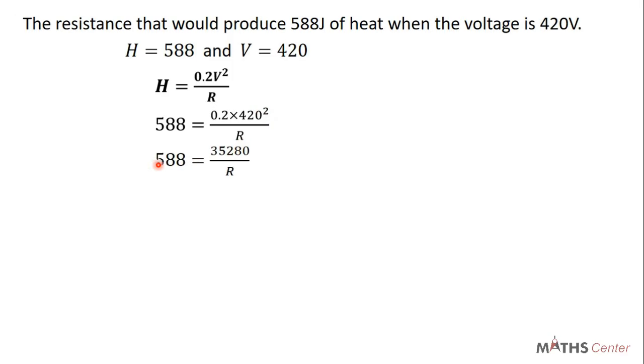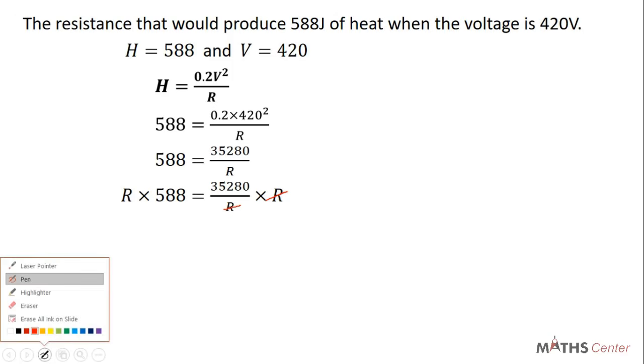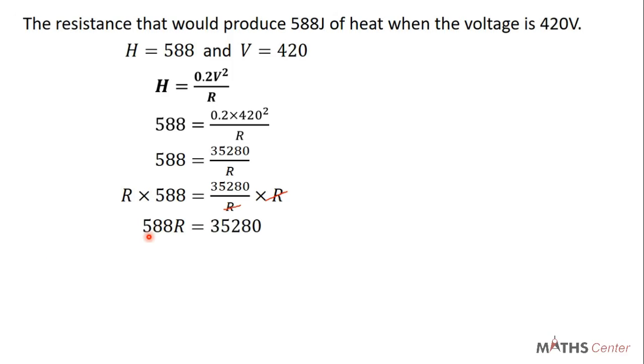This will give us 588 is equal to 35280 divided by R. I'll multiply the left hand side by R and the right hand side by R. Now you have R and R cancelling out. This is going to give us 588R is equal to 35280. So we divide both sides by 588 from linear equations, and R will give us 60.